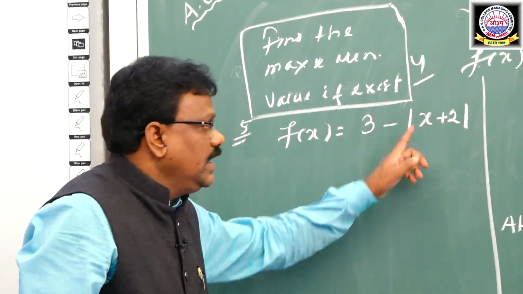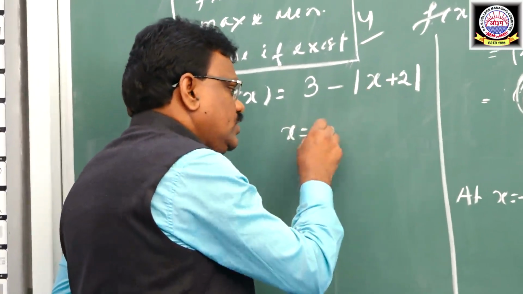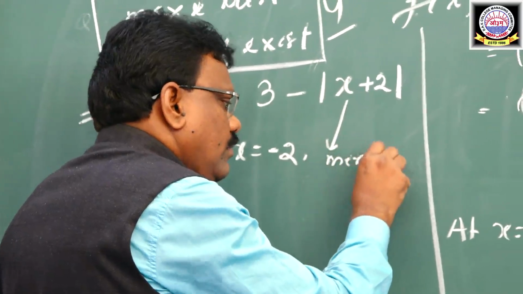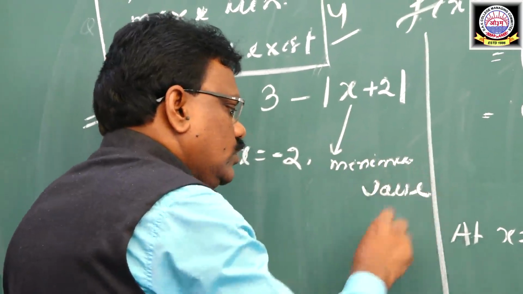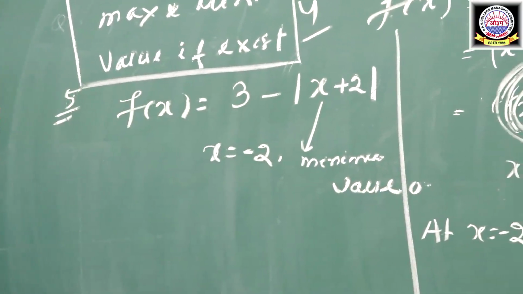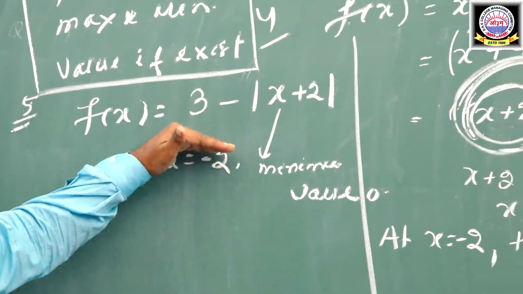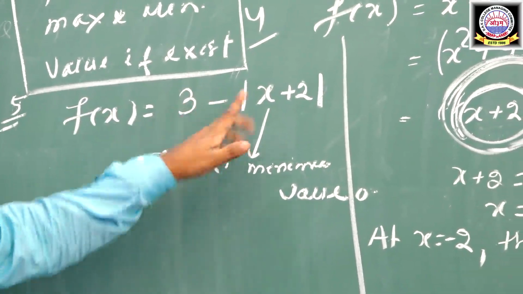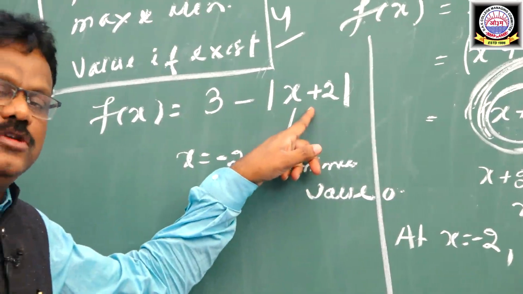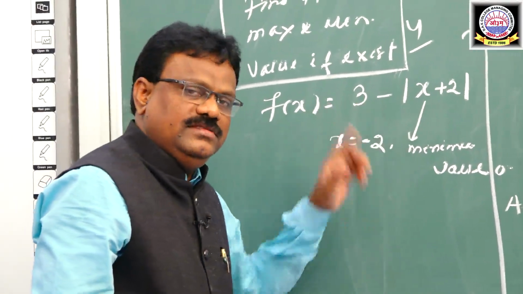Where will it be 0? At x is equal to minus 2, it will attain the minimum value. The minimum value is 0. At x is equal to minus 2, the expression attains its minimum value. So, at that time, what will be the value of the function? The function will be 3 minus 0, that is 3. So, when this expression is 0, the function has the value 3.